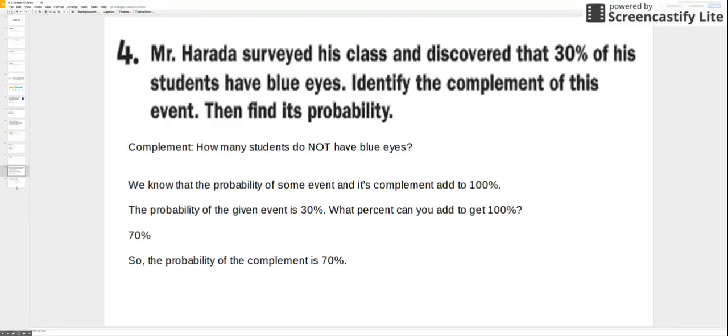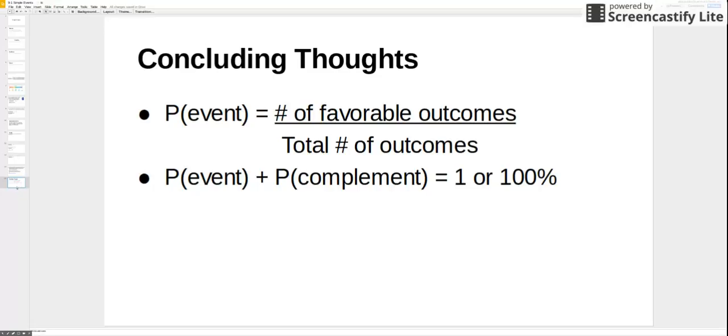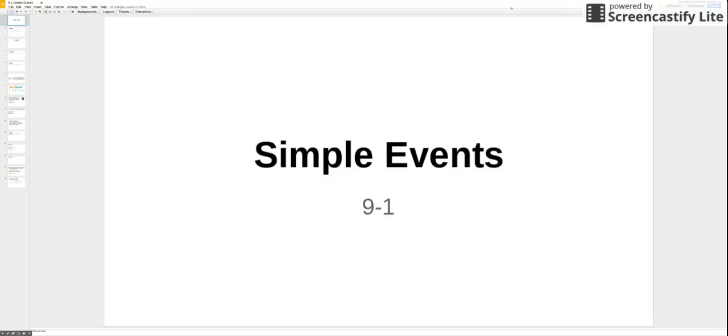In other words, 70% of students do not have blue eyes. Concluding thoughts: the probability of some event happening is equal to the number of favorable outcomes over the total number of outcomes. And the probability of some event plus the probability of its complement is equal to 1 or 100%. All right, I hope you learned about simple events. Thank you for watching.